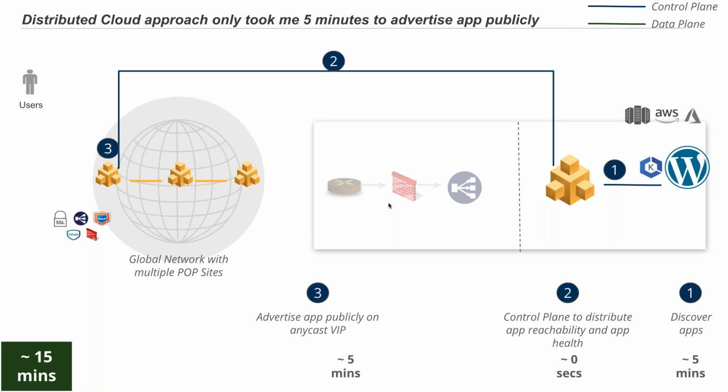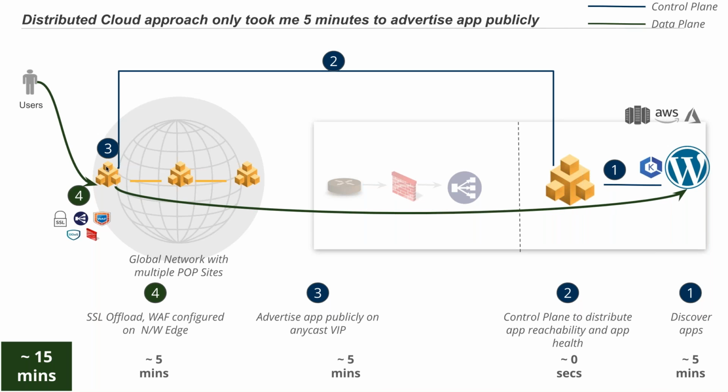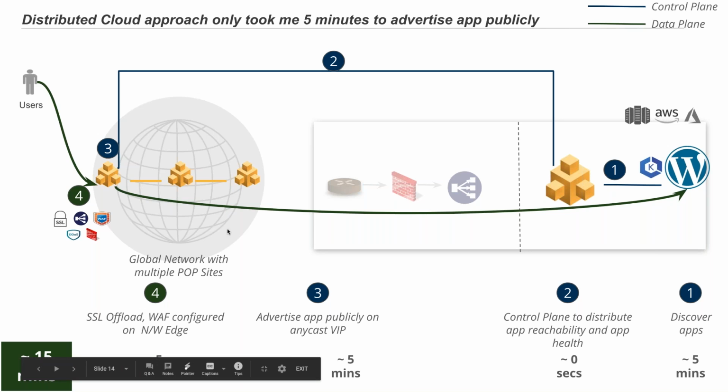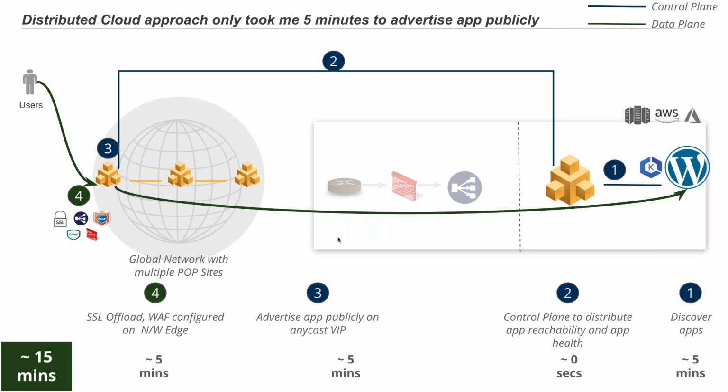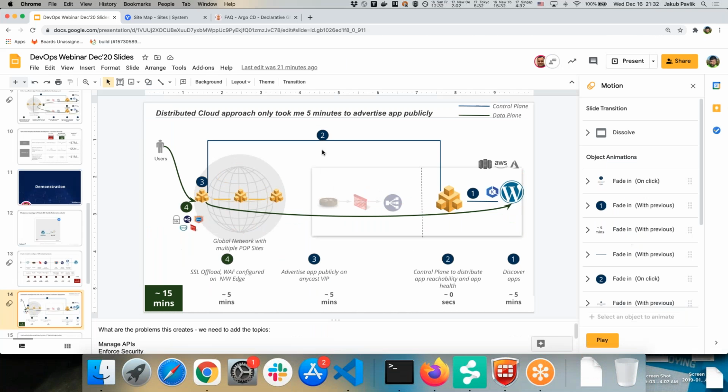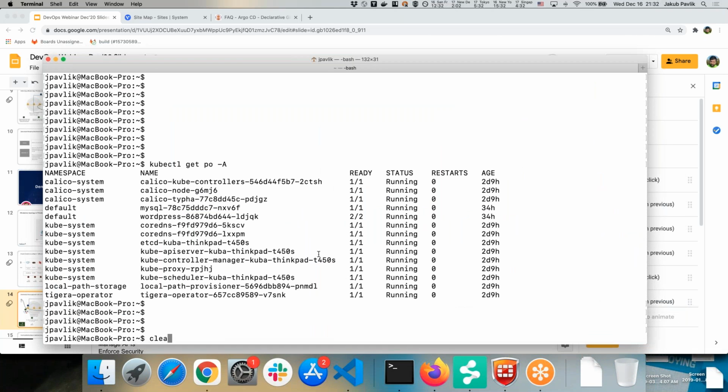Then I will advertise it on my public domain. I will use Let's Encrypt certificates and use HTTPS to expose my WordPress. You will be able to test it even on your laptop. Then I will do SSL offloading here and configure WAF, the web application firewall, and I can show you how to configure rate limiting and a bunch of other stuff. All this should take 15 minutes. Maybe it will be slower and take longer, depending on how fast I am. So let's start. First of all, let me show you.